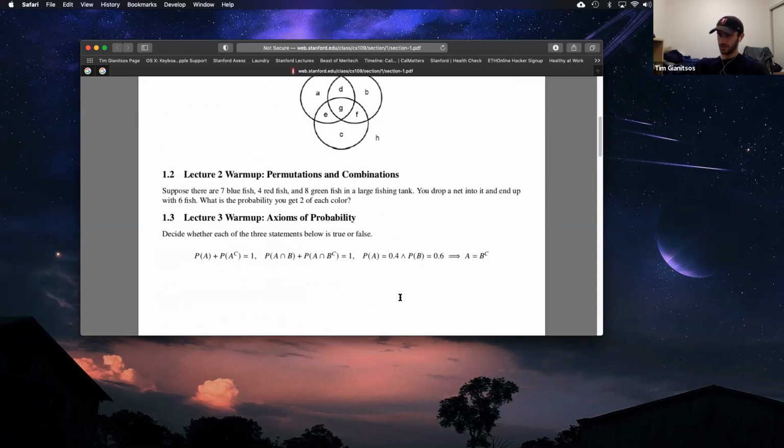The next question was about choosing a set of fish from a fish tank. So suppose there are 7 blue fish, 4 red fish, and 8 green fish in the large fishing tank. You drop a net into it and end up with 6 fish. What is the probability you get 2 of each color? What did we think about this one?